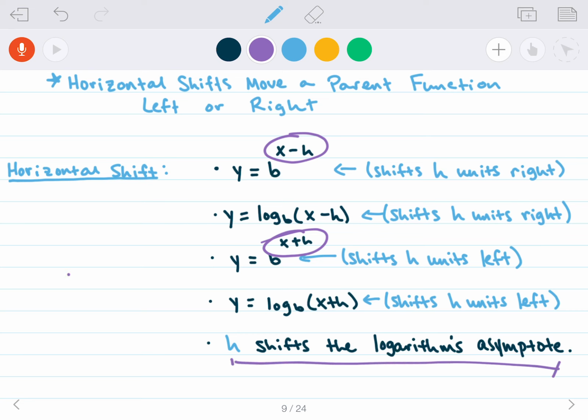Okay? So another thing is that since we have this basic log function and it looks something like this, if we're shifting this thing over, it's going to take the asymptote with it. Okay, if we're shifting it to the left or the right, the asymptote comes with it. So let's do some examples with that.